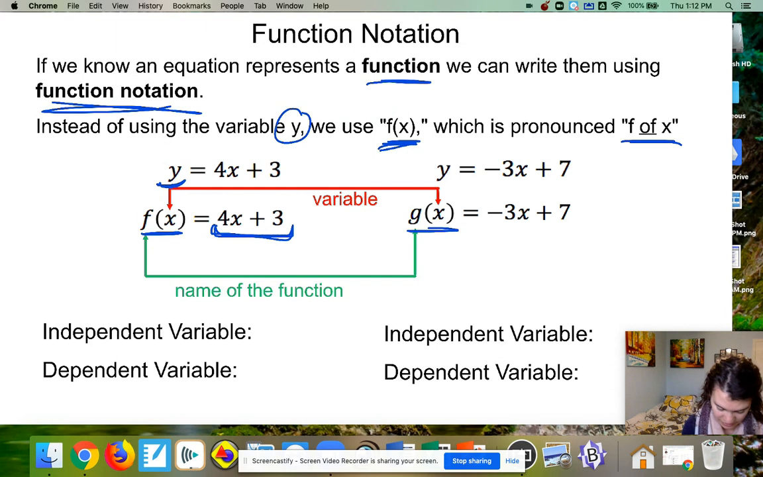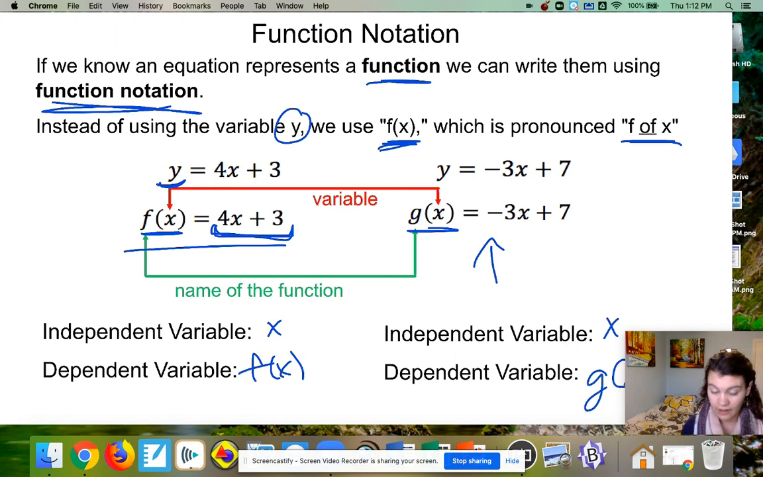In this first one, your independent variable is the x, and the dependent is f of x. In this one, the independent variable is x, and your dependent is g of x. And then this right here always tells you what your variable is. That could be p, it could be d, it could be something else, depending on what your function is, but that tells you the variable that you're working with.